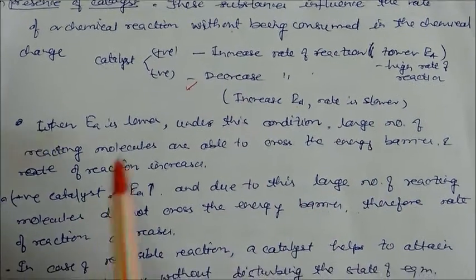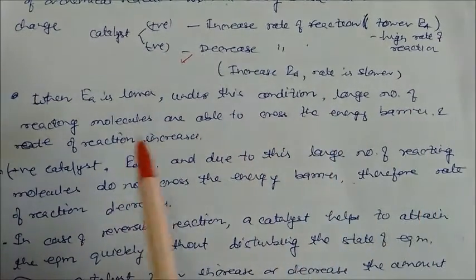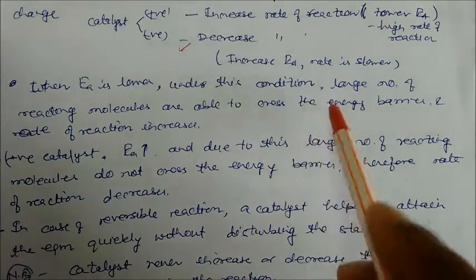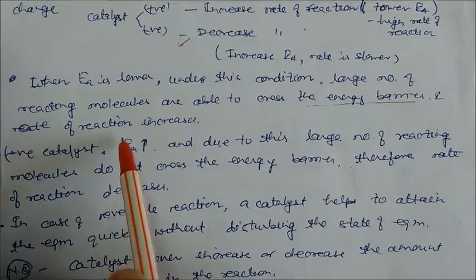When the activation energy is lower, under these conditions a large number of reacting molecules are able to cross the energy barrier. They have to cross the energy barrier, that is called activation energy, and hence the rate of reactions increases.